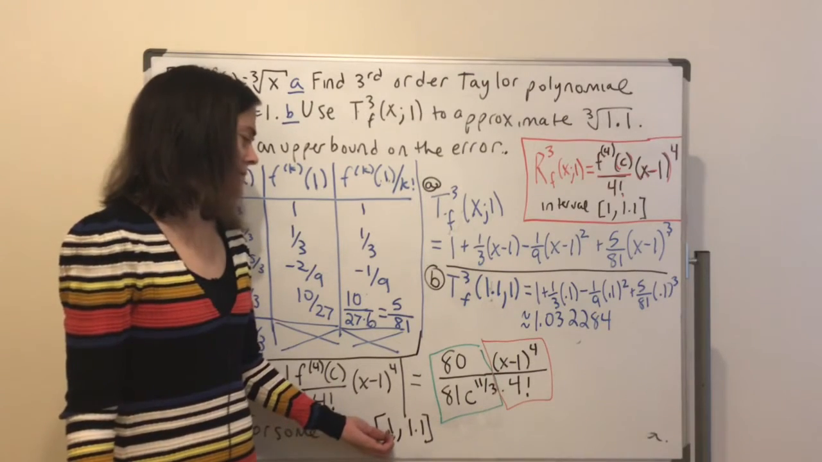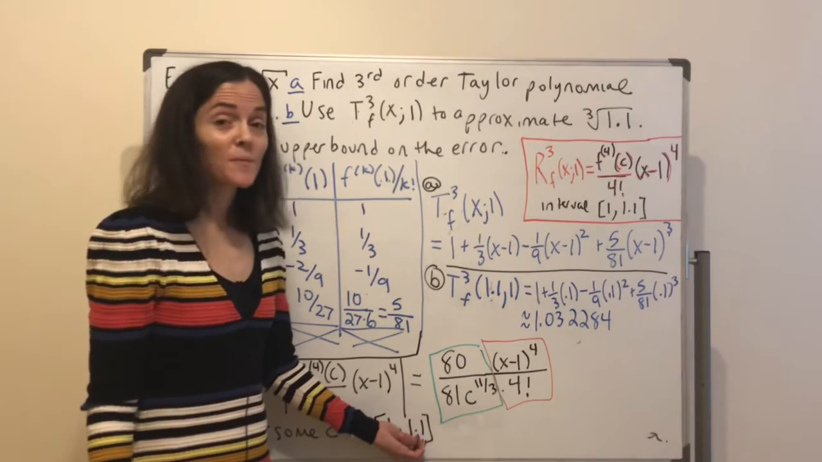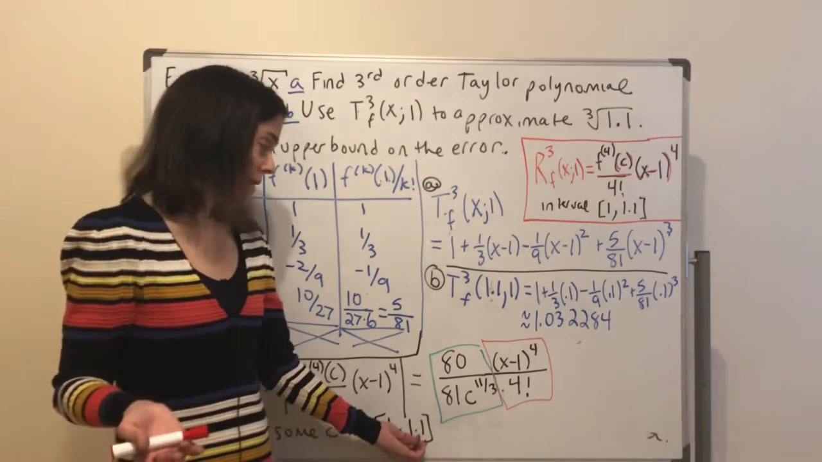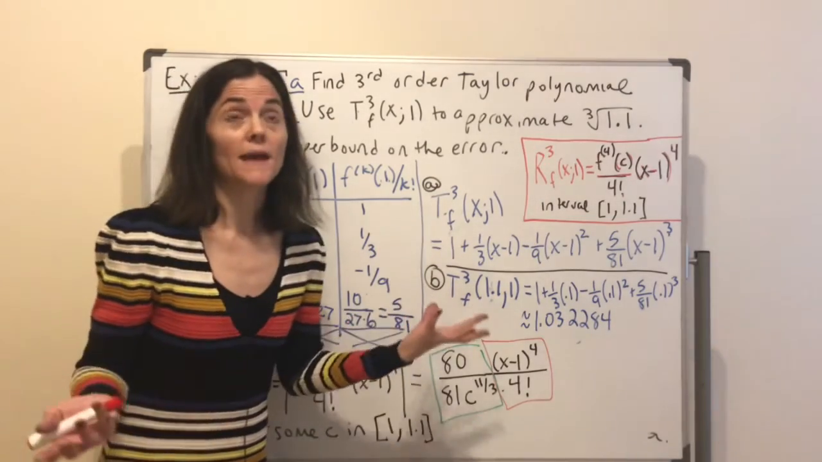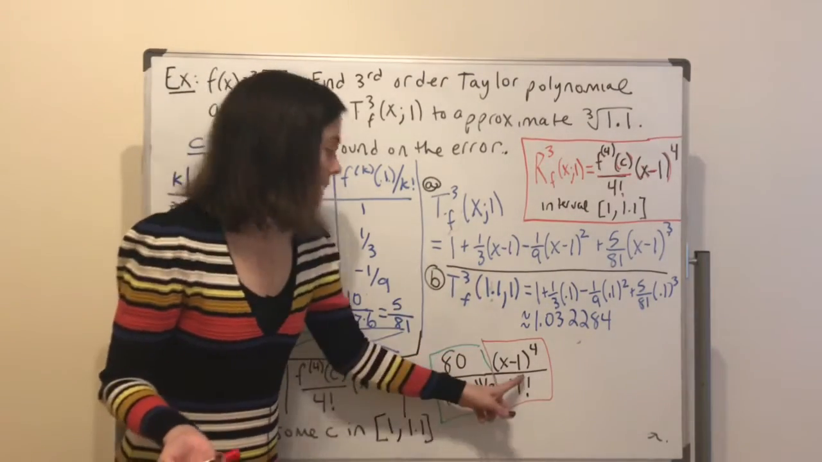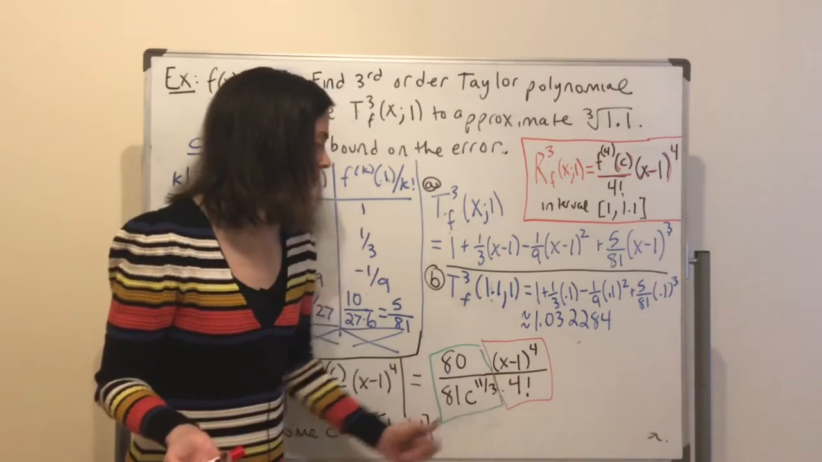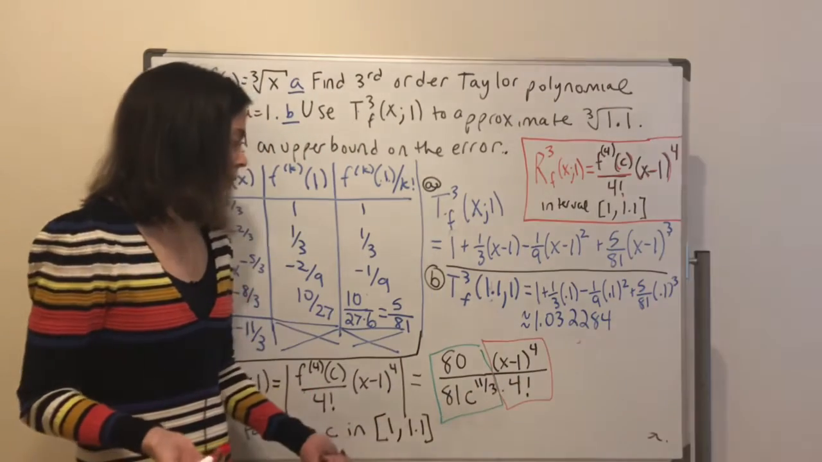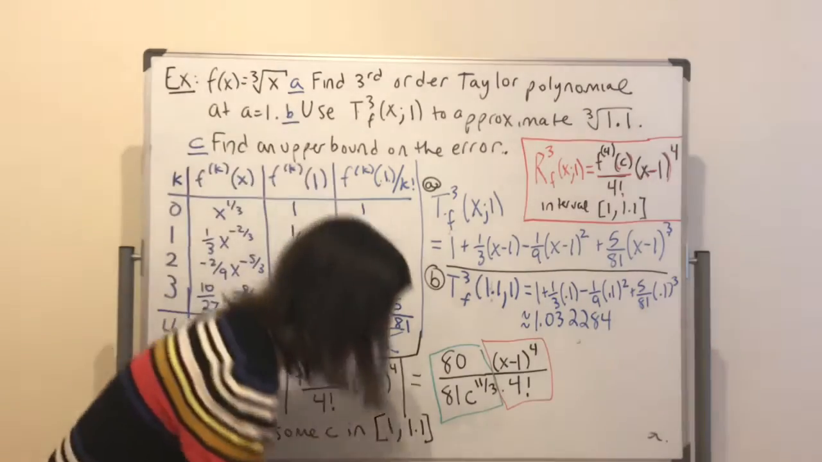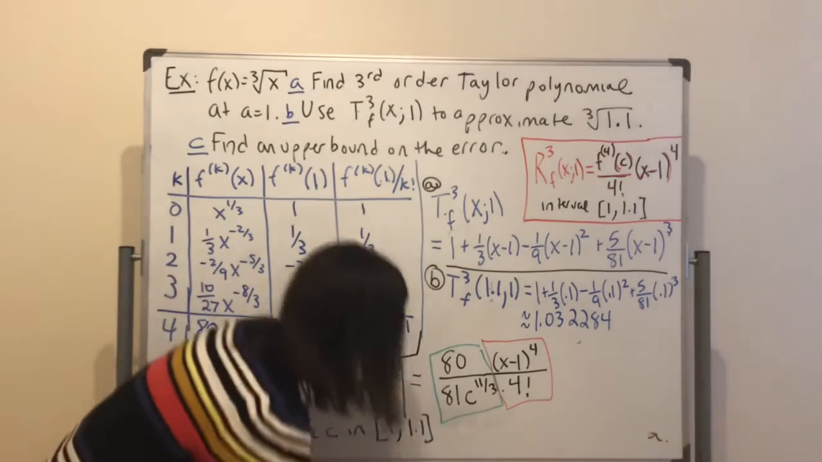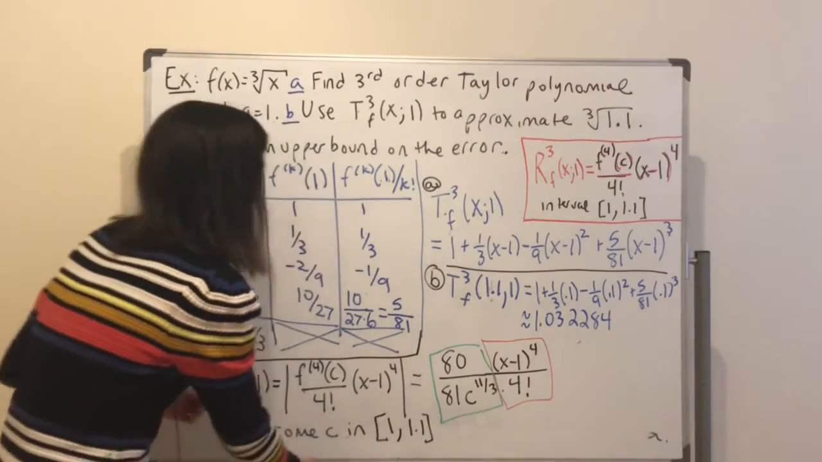At 1, it's 0. At the other endpoint, 1.1, that's as big as it's going to be, right? You want to be as far away as possible from your center here to make this as big as possible. And that happens at 1.1, okay? So I will put here, let's recopy.